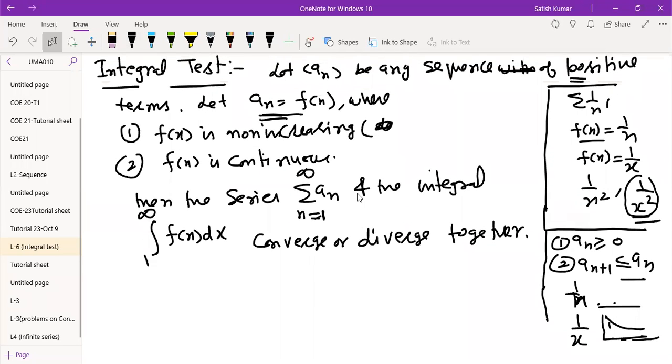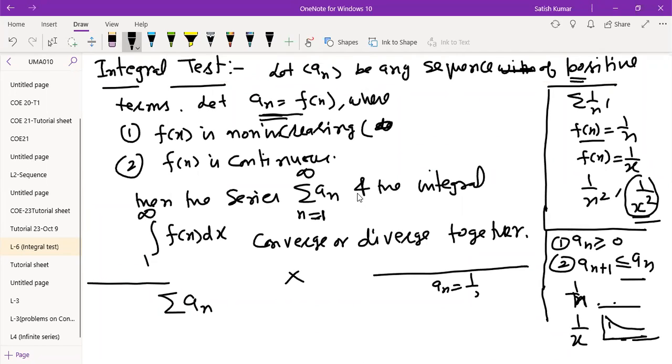So let me first clarify this statement. What is the meaning of this statement? There is one series summation a_n. This a_n you can take like 1 by n or 1 by n square. So for a functional look, you can take f(x) to be 1 by x or f(x) to be 1 by x square, corresponding to 1 by n simply and replace n by x.